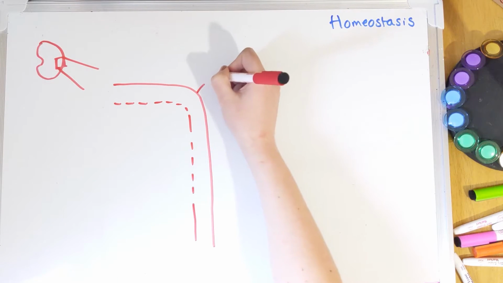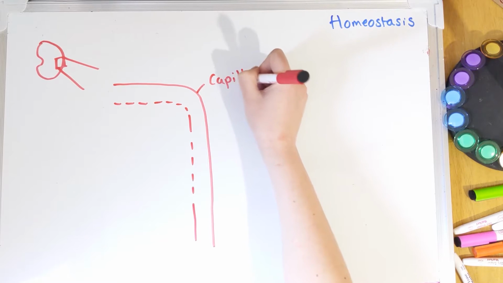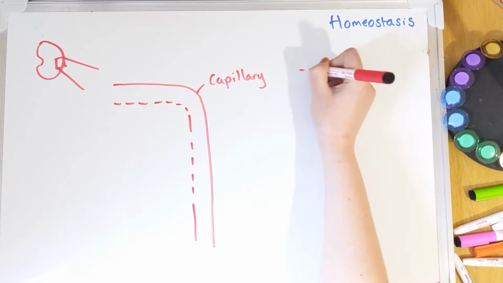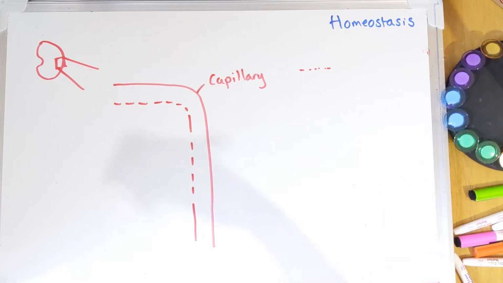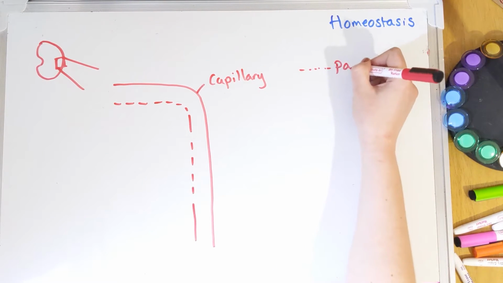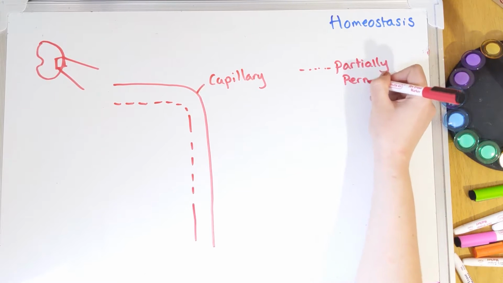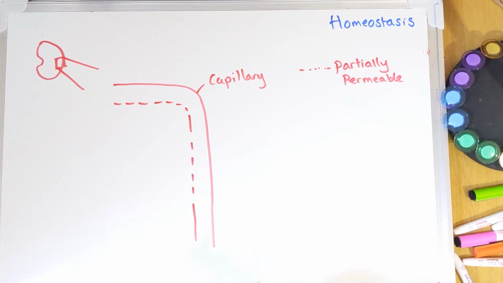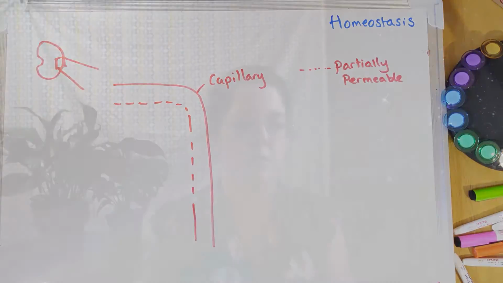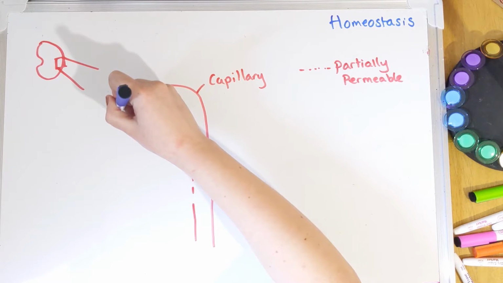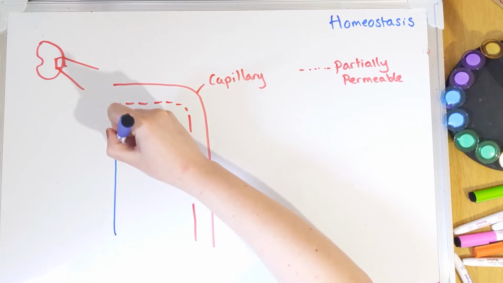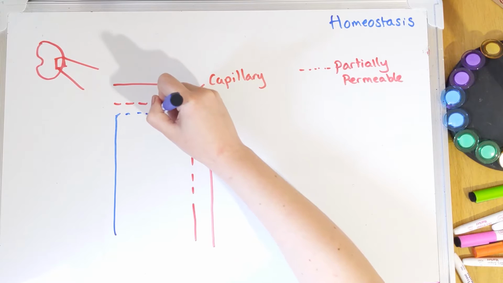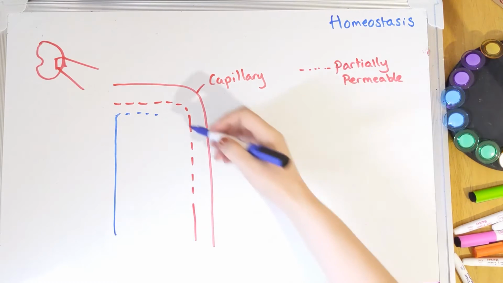So this is our capillary. Any dotty lines you see, that's partially permeable, so only lets certain substances through. And anything that is in red is capillary. Lying really close, almost twisting around, hugging the capillary, are these nephrons. So if you imagine this is sort of the end of one branch.